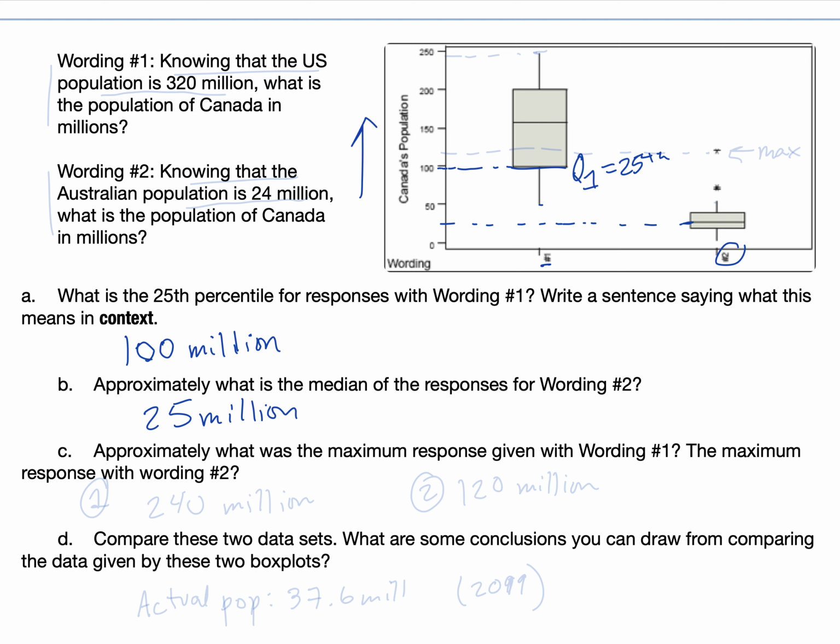It looks like the maximum response with wording one is maybe 240 million or something like that. So that's wording number one. And for wording number two, this is no longer the maximum. In this representation, we are also seeing outliers. So this is our actual maximum data value, and maybe it's 120 million.